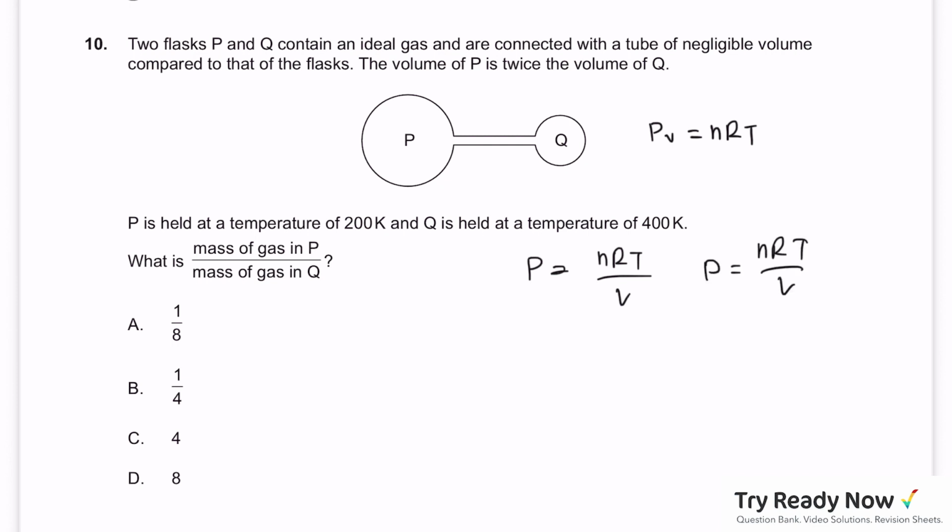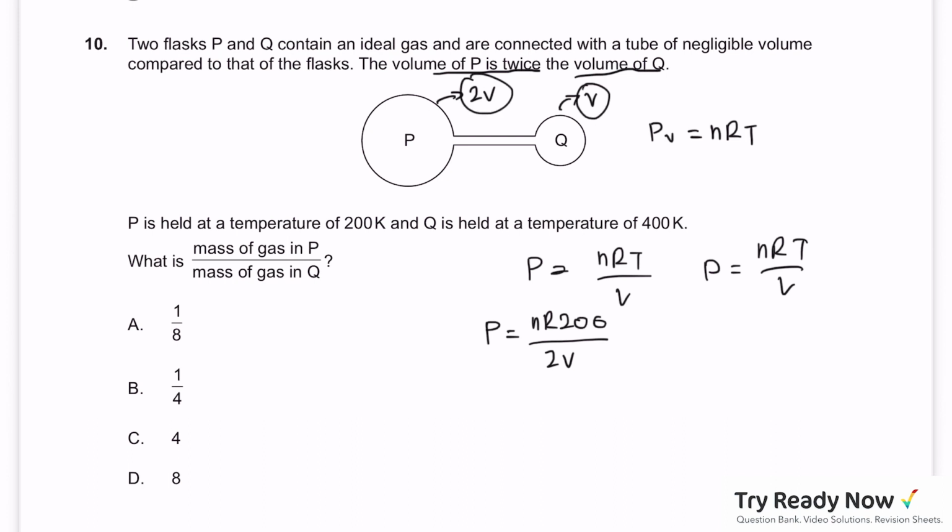So let's start off to represent flask P. So the pressure in flask P is nRT. We know that this is at 200 and the volume is twice as large. So in this kind of question, you always want to set the smaller one as V or as a constant and the larger one as some sort of multiplication of the smaller one. So because the volume of P is twice as large as the volume of Q, if Q is equal to V, P must equal 2V.